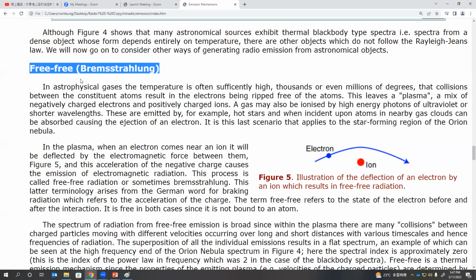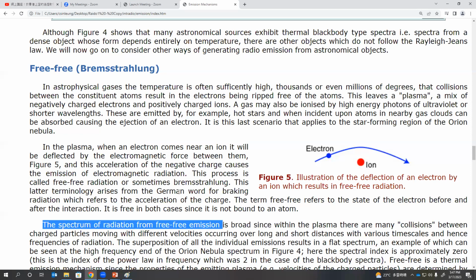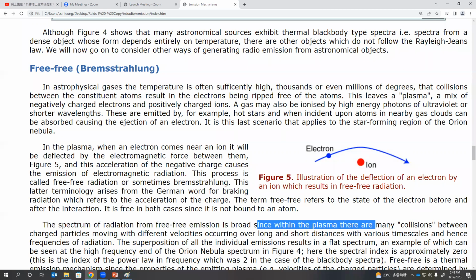This is another type of thermal radiation. The spectrum, if you look at this paragraph, the spectrum of radiation from free-free emission is broad, because in a plasma there are many collisions between the charged particles, and they are superposed all together and give a broad result.